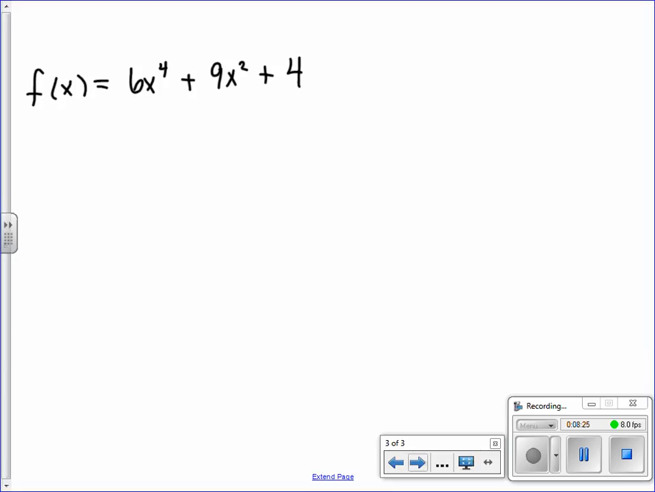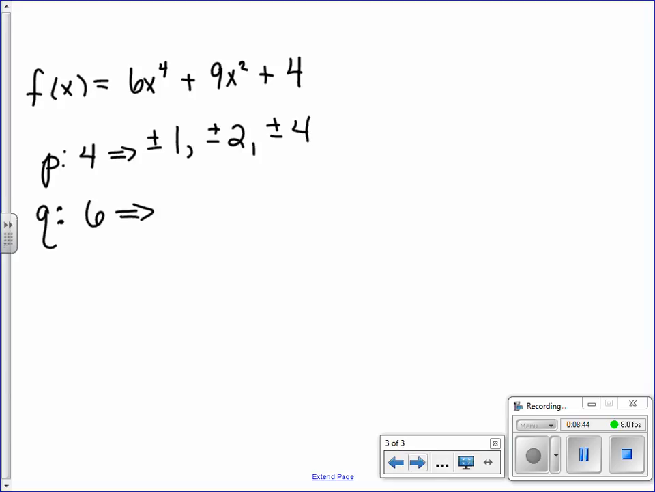What's in the P place? 4. So what do I have for all my factors of 4? 1, 2, and 4. Great. What's in my Q place? 6. What do I have going on there? Yes. Alright.